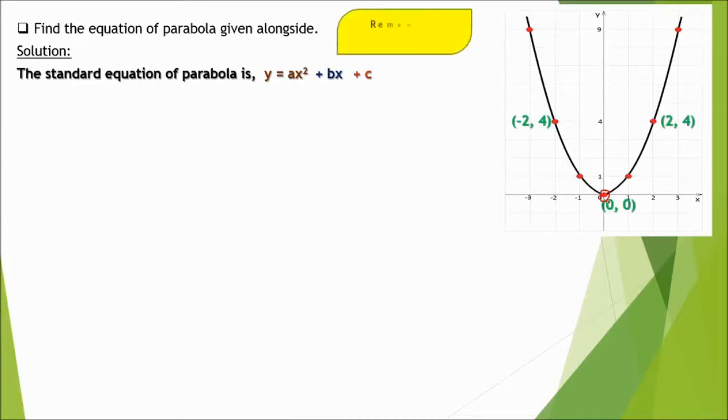Now remember characteristic 7. In characteristic 7, what we have discussed is that if the parabola passes through origin, it may pass through origin, but the main point is the vertex must lie at the origin. So if the vertex lies at the origin, the values of b and c will vanish. The values of b and c will be 0. And our standard equation takes the form y equal to ax square. Our actual standard equation of parabola will be y equal to ax square. Now with the help of this equation we can easily find the equation of parabola.